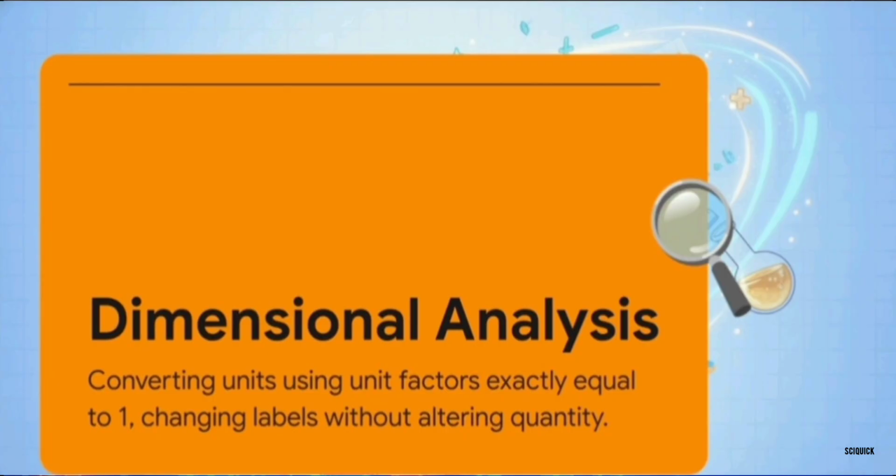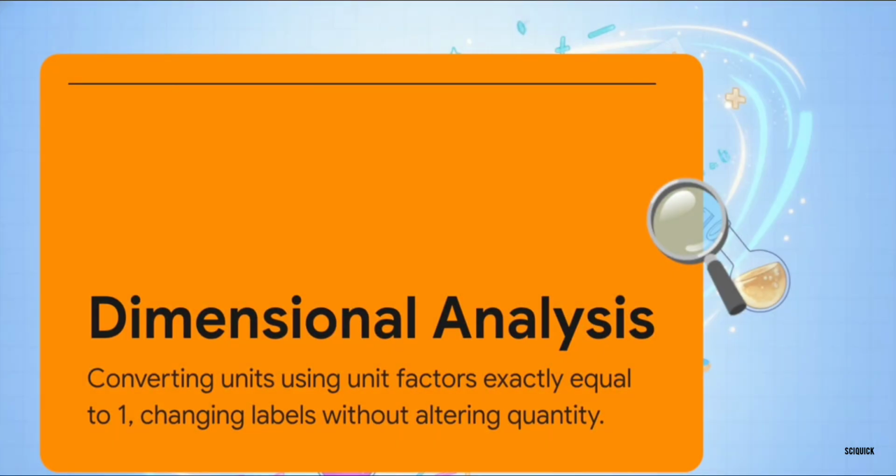Dimensional analysis. This right here gives you the ultimate bridge to traverse completely different measurement systems without making a critical error. Sometimes called the factor label method, dimensional analysis is all about converting units by multiplying by unit factors that are exactly equal to 1. Think about it. Because 1 inch is precisely equal to 2.54 centimeters, putting one over the other as a fraction just equals 1. And since a unit factor equals 1, multiplying your data by it changes the unit's physical label without ever altering the actual physical quantity of the object.